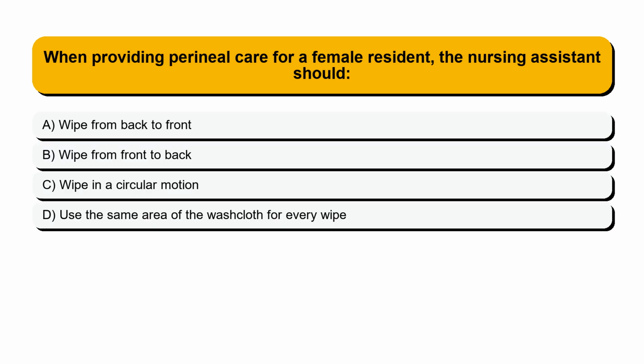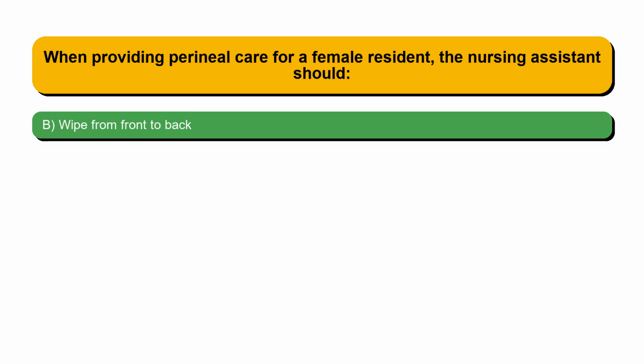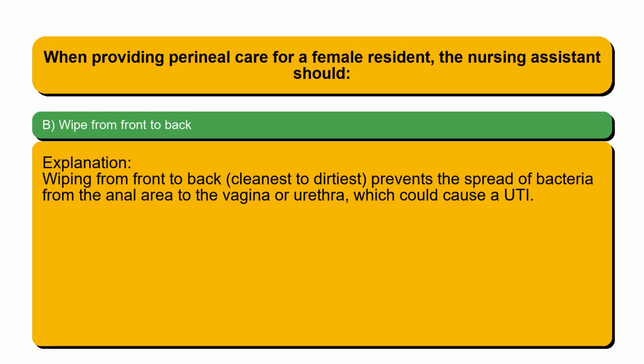Question 13. When providing perineal care for a female resident, the nursing assistant should: Option A, wipe from back to front. Option B, wipe from front to back. Option C, wipe in a circular motion. Option D, use the same area of the washcloth for every wipe. The correct answer is option B, wipe from front to back. Wiping from front to back, cleanest to dirtiest, prevents the spread of bacteria from the anal area to the vagina or urethra, which could cause a UTI.